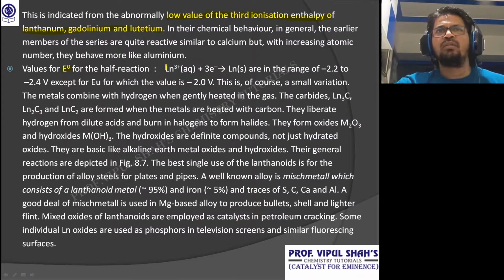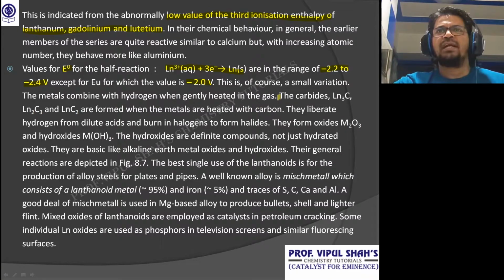So they all, as 3+, will gain electrons and form Ln, meaning they undergo reduction, and all the values, if you observe, are negative. Negative means, as I just told you, they are all placed below hydrogen. So all these inner transition elements are strongly electropositive metals. Where it says europium has a value of -2, that's an exception there. That's because of the half-filled f7.